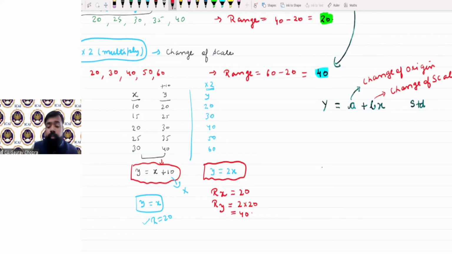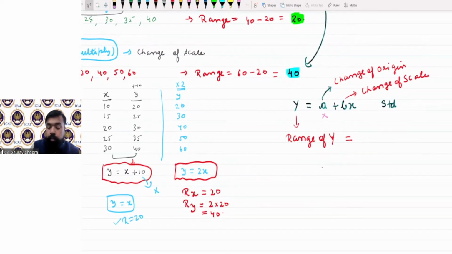So whenever we have to calculate the range of y, then we know that A will have no impact on range. So we will not use A. But B will give the impact. So we will write mod of B multiplied by range of x. So this will become the standard formula.